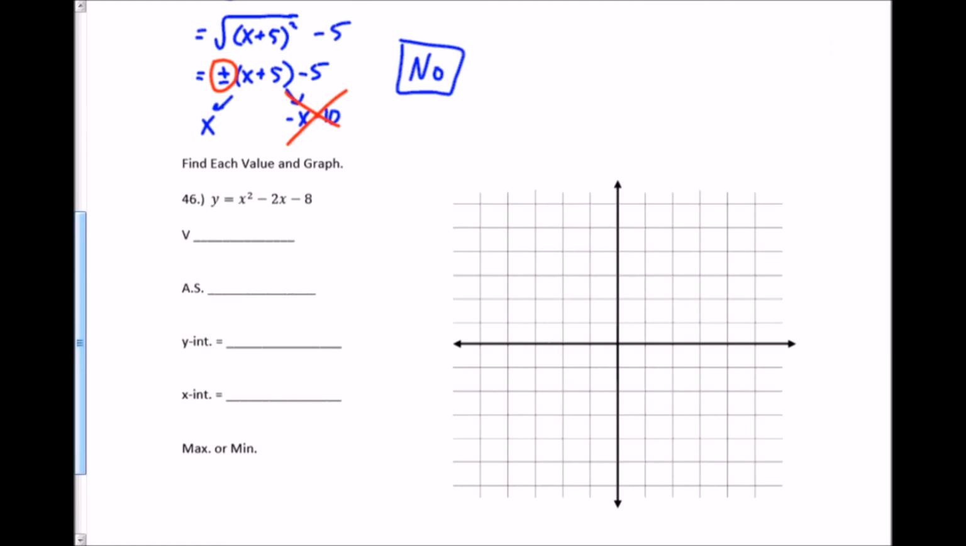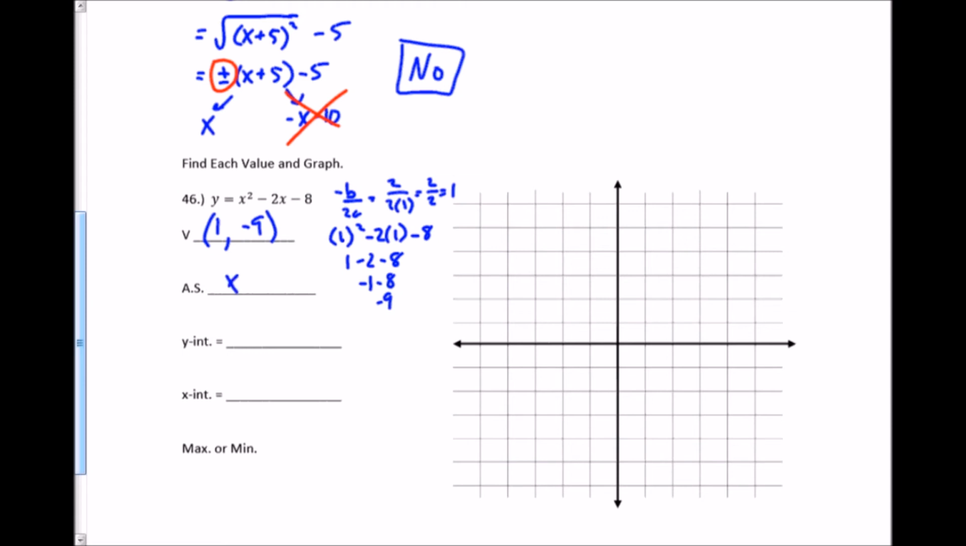For this one, it says find each value in graph. I want to find the vertex. To find the vertex, I do the opposite of b over 2a. So that's a 2 over 2 times 1, which is a 2 over 2, which is 1. That's the x value for my vertex. And then I plug it back in to get the y value for my vertex, which is going to give me a negative 1 minus 8, which is a negative 9.